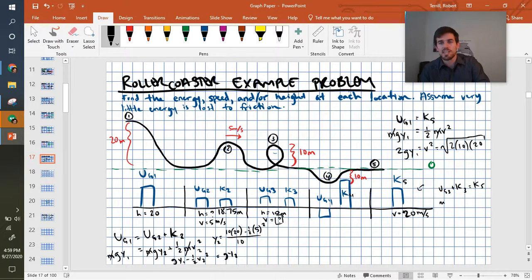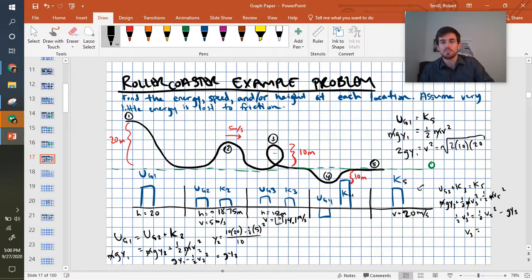So UG3 is mgy3 plus 1/2 mv3 squared equals 1/2 mv5 squared. If I want to get v3 by itself, I can cancel all the m's. I can subtract gy3 from both sides. So I get 1/2 v5 squared minus gy3 equals 1/2 v3 squared. Multiply both sides by 2, square root both sides. I get v3 being equal to, I wrote it down because I didn't want to have to do all the math in front of you guys, 14.1 meters per second. Cool. If you don't believe me, go ahead and try and track down the math.